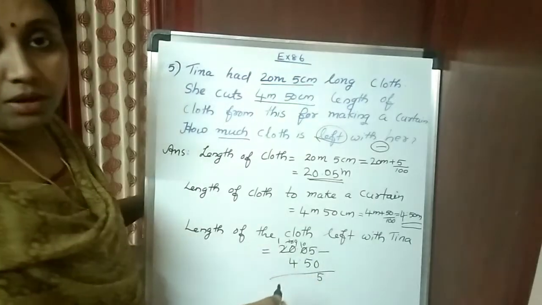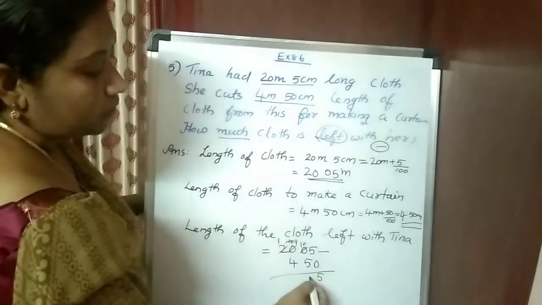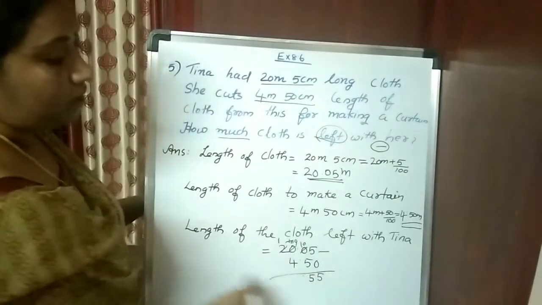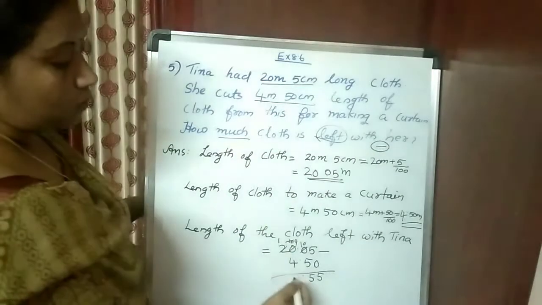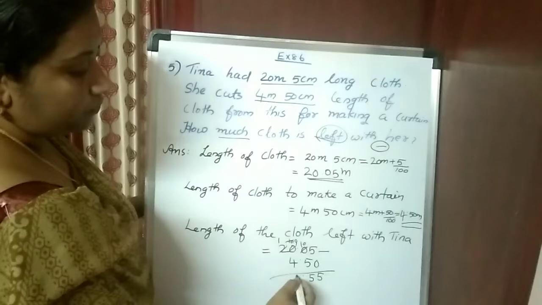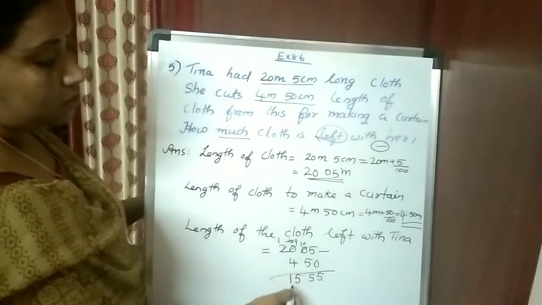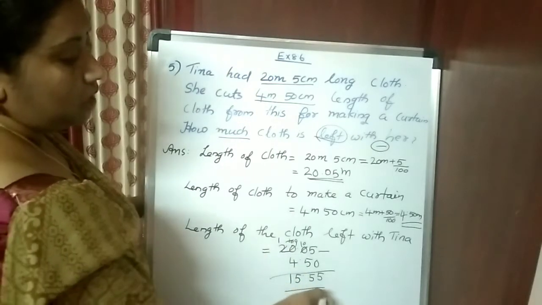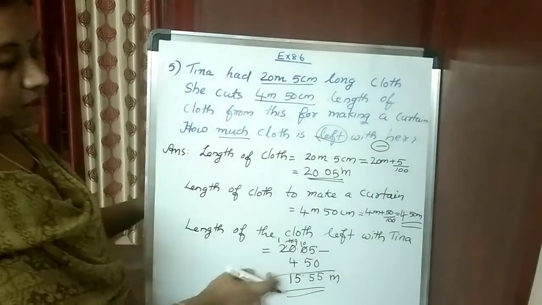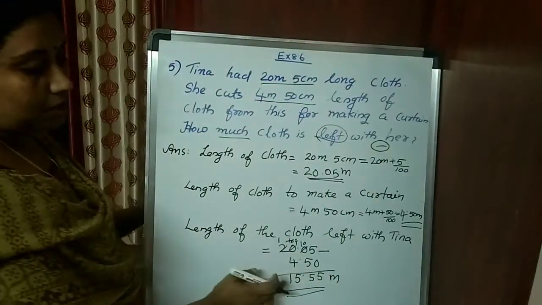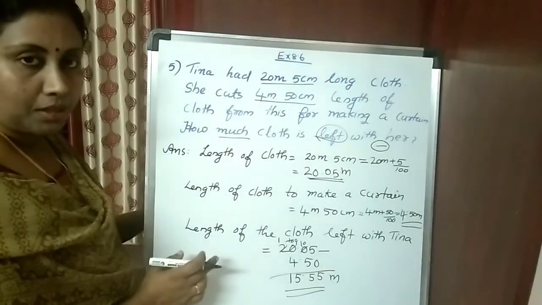Then 10 minus 5 is what? 10 minus 5 is 5. Then 9 minus 4 is equal to 5. Here is 1. So what is your answer? Yes, 15 meter 55 centimeter, otherwise 15.55 meter.